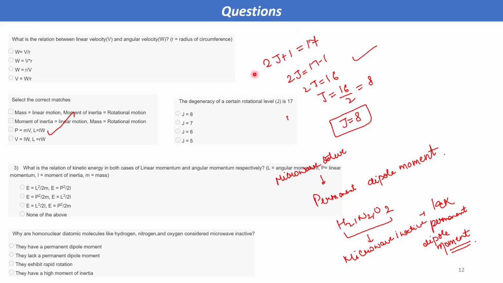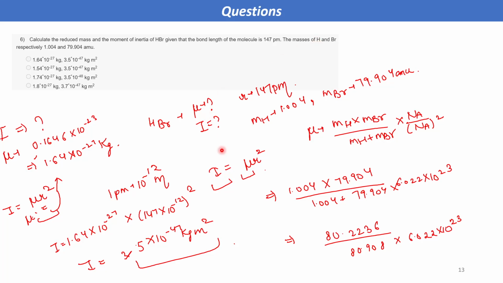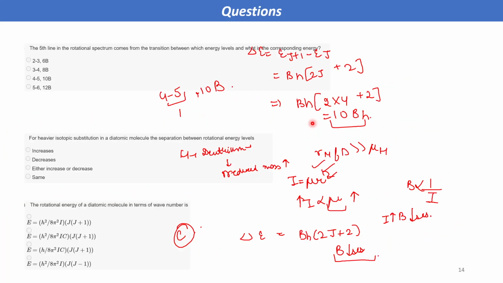And how do we calculate the degeneracy? It is given by the formula 2J plus 1. In this question, the degeneracy was given to be 17. So simply by substituting the value of 17, we can calculate the value of J. Then the same moment of inertia and reduced mass. Then some of the assignment questions we have solved. That's all. Thank you.